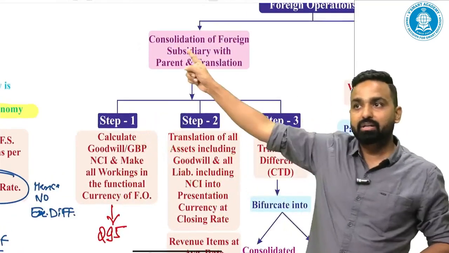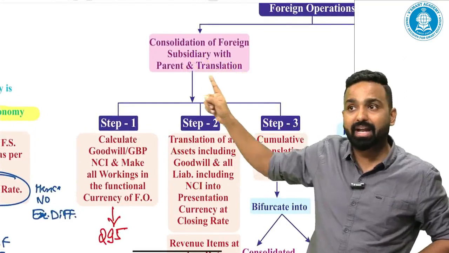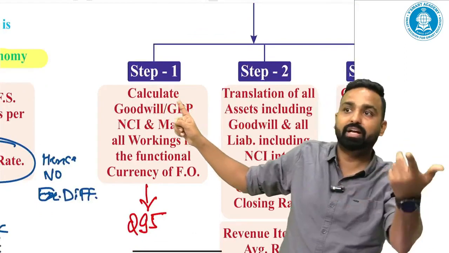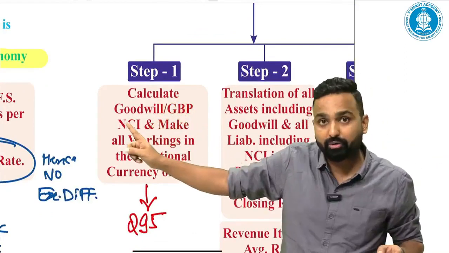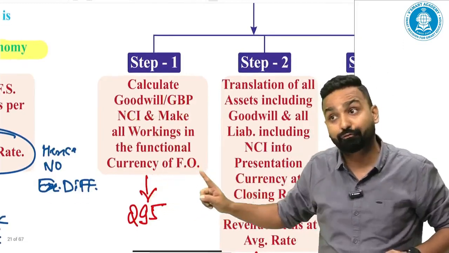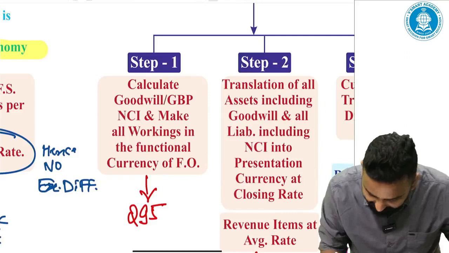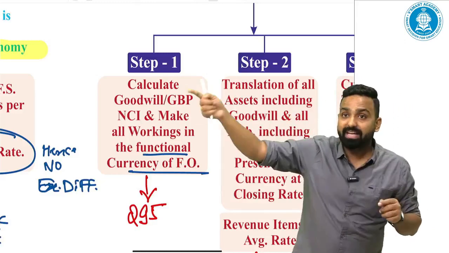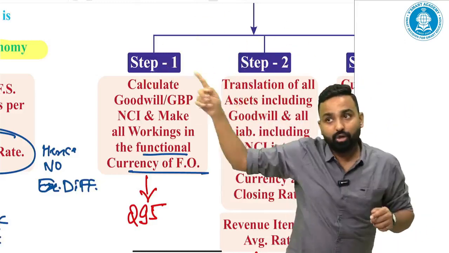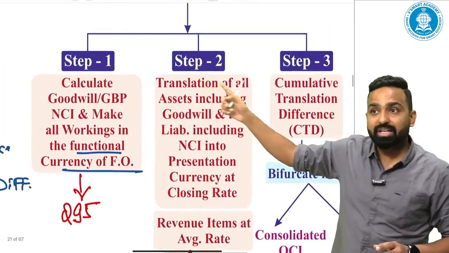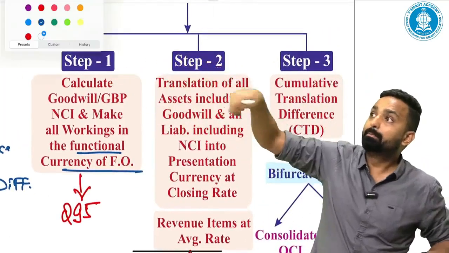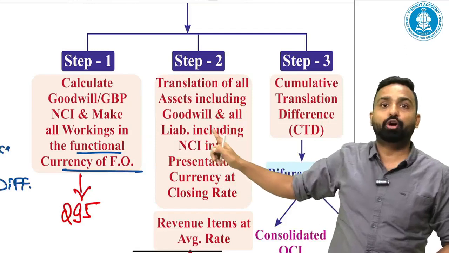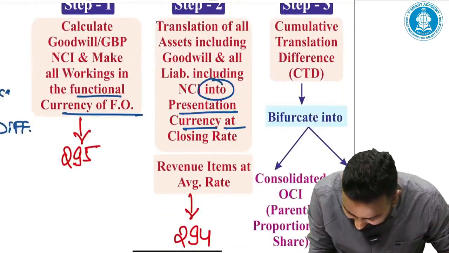So see, what is step number one? Consolidation of foreign subsidiary with parent and translation thereof. Calculate the goodwill or GBP, gain from bargain purchase. Either you will get goodwill or gain from bargain purchase, and also calculate the NCI, and make all the working in the functional currency of the foreign operation. That means you calculate the goodwill and the NCI in the currency of the subsidiary only. Okay, you calculated it. Now translate all assets, meaning machine, building, debtors, goodwill, all assets and all liabilities of that foreign operation into presentation currency at the closing exchange rate.